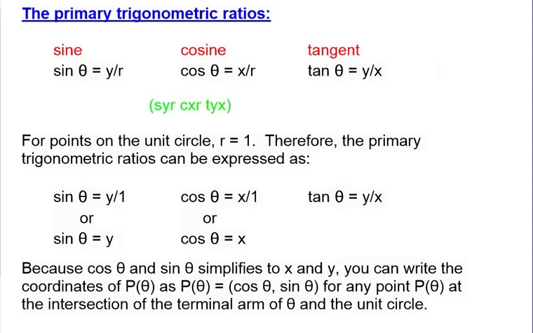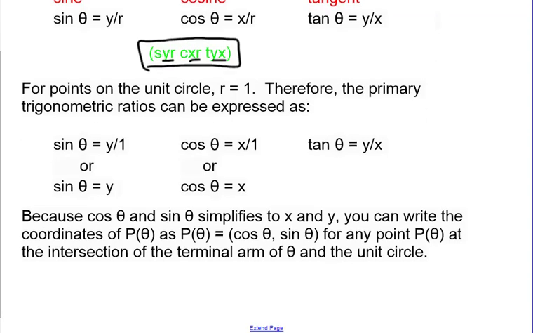So some other things that you may not have heard. Before, we've always talked about SOHCAHTOA. Something new we're going to talk about for Pre-Calc 30 is something where sine is y divided by r, cosine is x divided by r, and tangent is y divided by x. So SYR, CXR, TYX. For points on the unit circle, your radius is always 1. That's a super nice fact. Makes the math a lot easier.